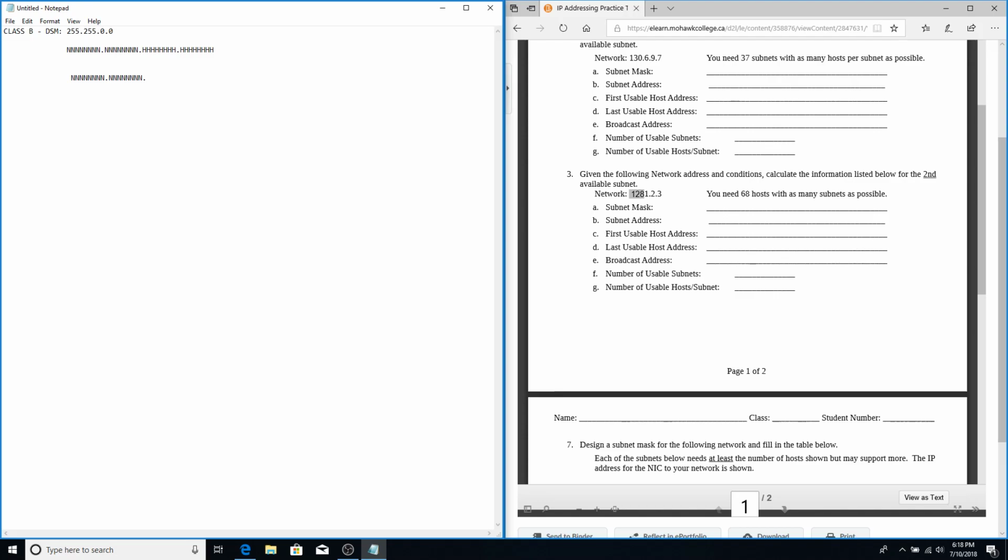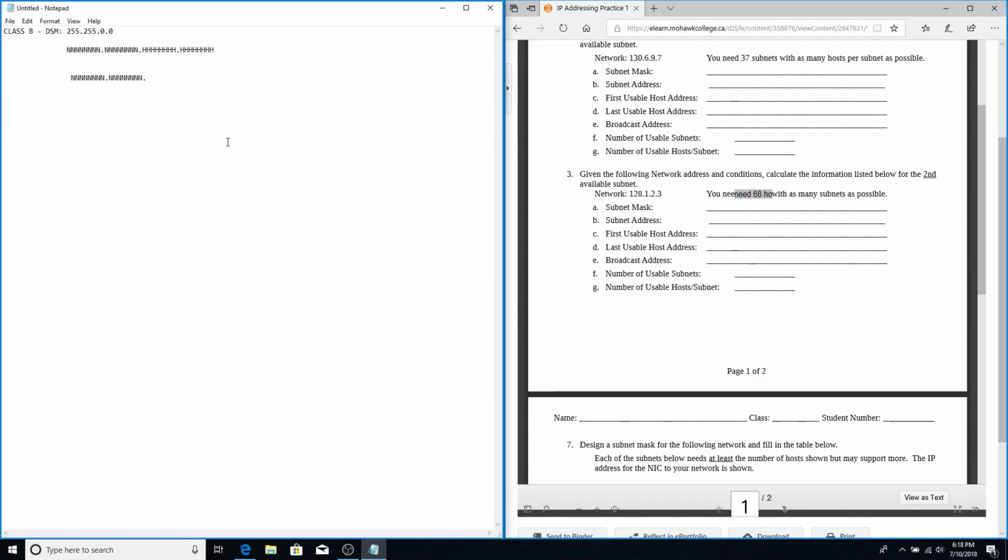There we go. But the host bits are going to change because we probably don't need all 16 host bits. But how do we figure that out? Well, like we said, we have to figure out how many host bits we actually need. So right here it says 68 hosts.